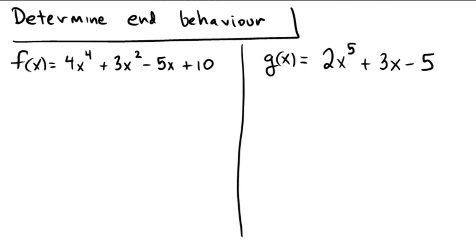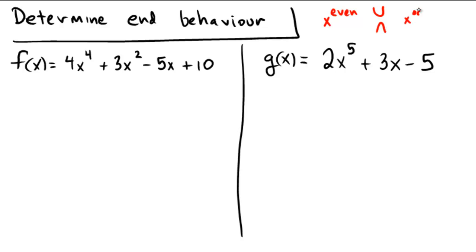This problem is asking us to determine the end behavior of a polynomial. Polynomials are either even degrees or odd degrees. If we have a leading coefficient that's an even power, that means our shape is going to look parabola-like. It's either going to be happy or it's going to be sad, depending on the lead coefficient.